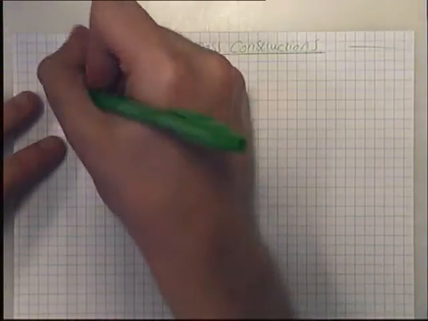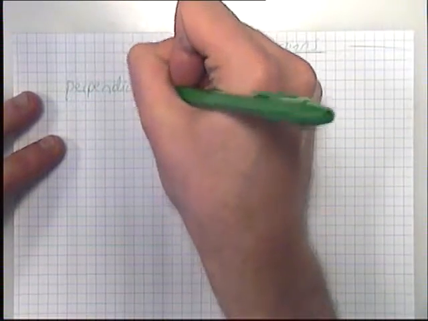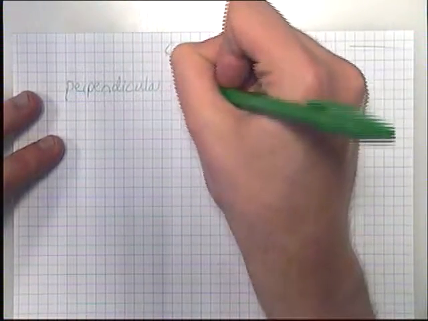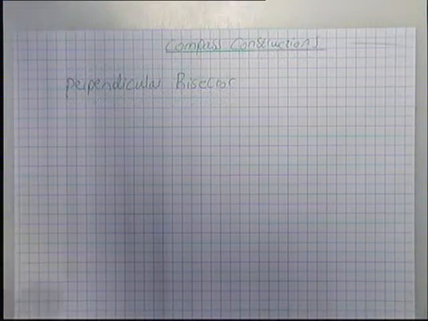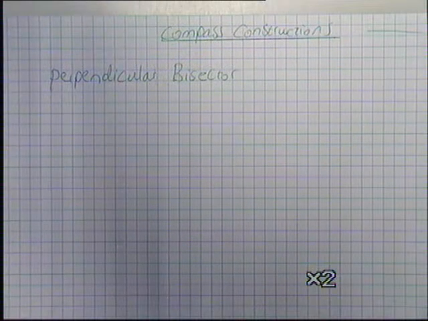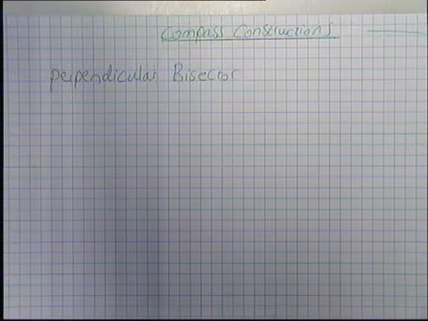And the first construction we're going to be looking at is the perpendicular bisector. Have a think about what those two words mean, and then think about what they mean together. So perpendicular means at right angles to, and bisector means to split into two pieces.